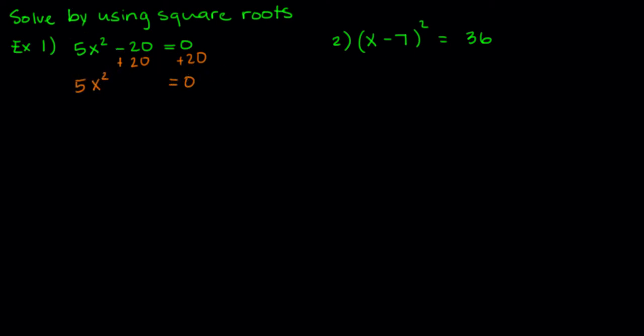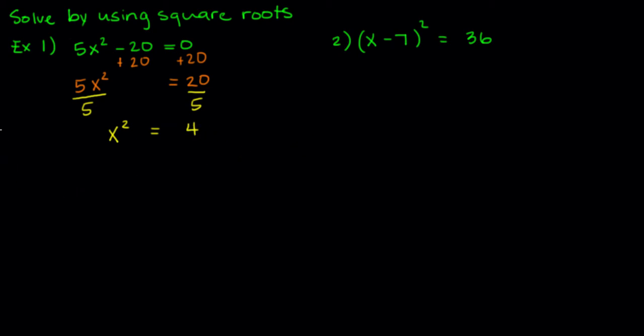Now we're still trying to get the x squared by itself. So the next thing I want to do is figure out how to get rid of that 5. I'm going to divide both sides of my equation by 5. This 5 here is going to cancel out, and we're going to get x to the power of 2 is equal to 4. 20 divided by 5 is 4.